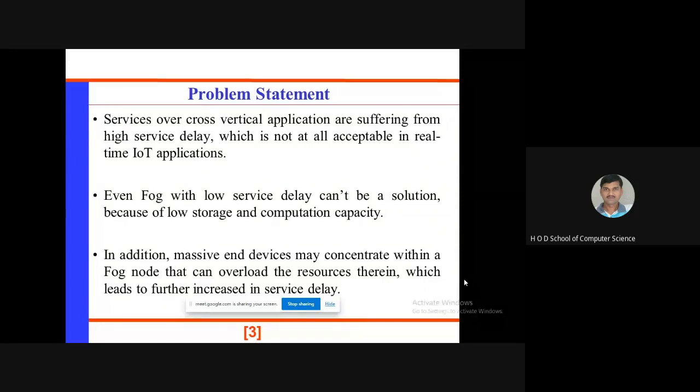In case of medical and other cases, even fog with low service delay cannot be a solution because of low storage and computation capacity. If you go for fog computing also, that is not a perfect solution, because a fog node has its own limitations, like small storage and low computation. In addition, massive numbers of devices may concentrate within a fog node and overload the resources, which leads to a further increase in service delay. So, what is the objective of this?